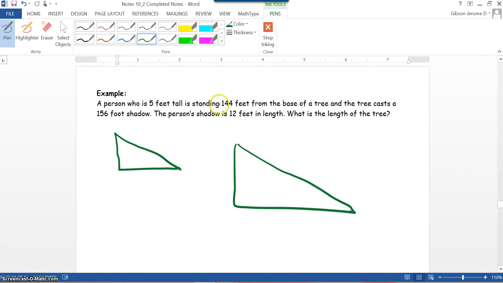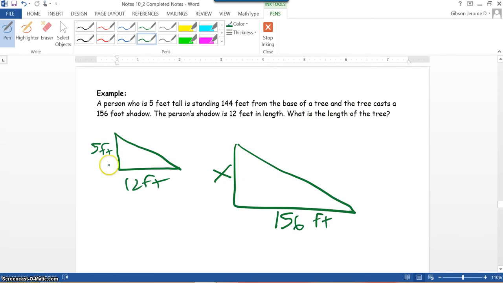A person who is 5 feet tall is standing 144 feet from the base of a tree, and the tree casts a 156 foot shadow. The person's shadow is 12 feet. So we could do this. The person's height is 5 feet. The person's shadow is 12 feet. Now, it says here the tree casts a 156-foot shadow. So the shadow of the tree is 156 feet. And we don't know the height of the tree. Now we want to know what is the length of the tree or the height of the tree.